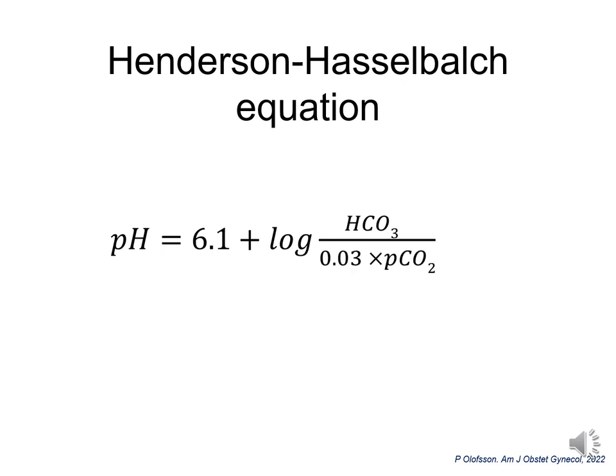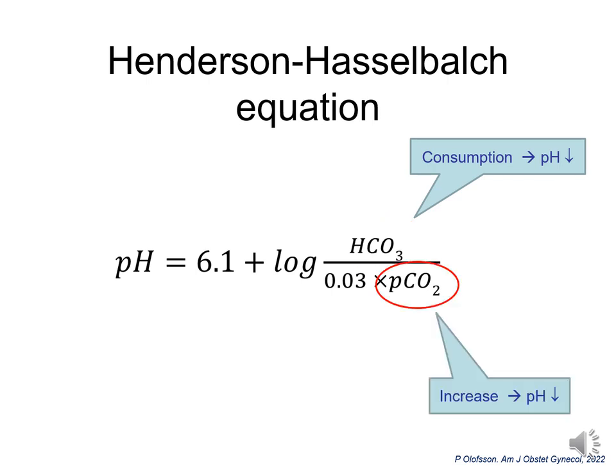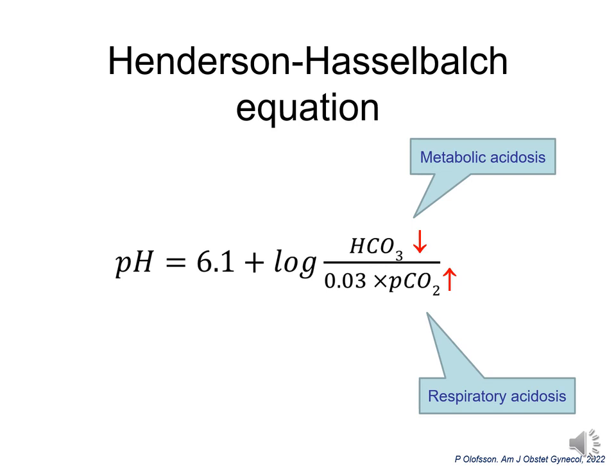To understand the difference between metabolic and respiratory acidosis, it is good to remember the Henderson-Hasselbalch equation. An increase in hydrogen ion concentration will result in consumption of bicarbonate buffer, and pH will decrease. An increase in PCO2 will as well result in a decrease in pH. In this way, metabolic acidosis develops by an increase in hydrogen ion concentration and running short of bicarbonate. Respiratory acidosis is not caused by hypoxia, but by an accumulation of CO2.